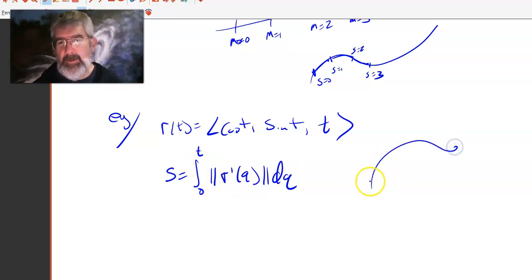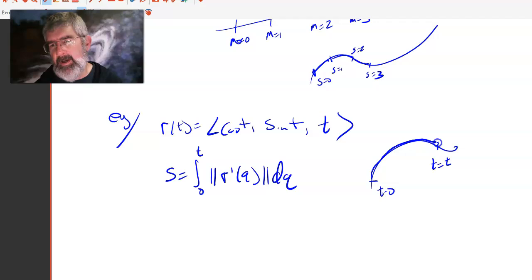So whatever my curve looks like, here's t equals 0, here's t equals t, and what I'm calculating with this integral is that length right there. So that length s will be a function of t, the stopping point t.